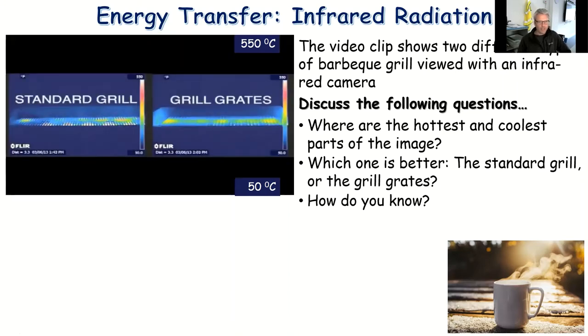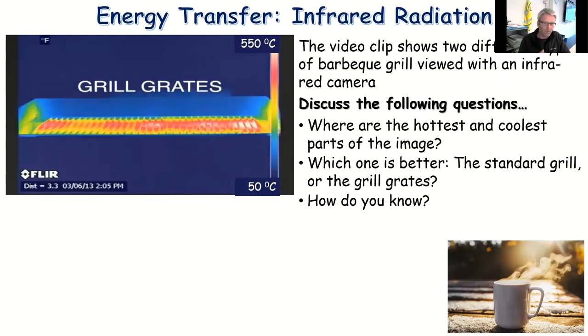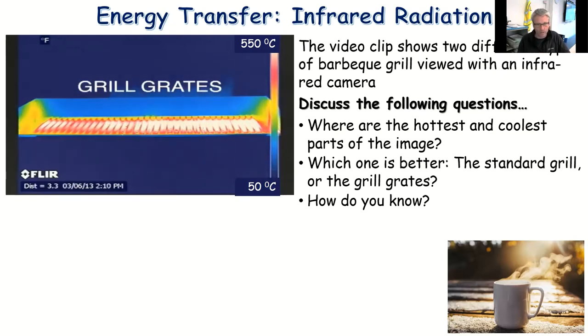Okay, you can clearly see here that both the grills have been switched on, but the grill grates get hotter much more quickly, and the distribution of that radiation is much more even across the entire thing. The standard grill is kind of patchy. You've got hot bits and you've got cooler bits. So if you were cooking on the standard grill, you'd have areas where your sausages would cook nicely and areas where they wouldn't cook so well at all.